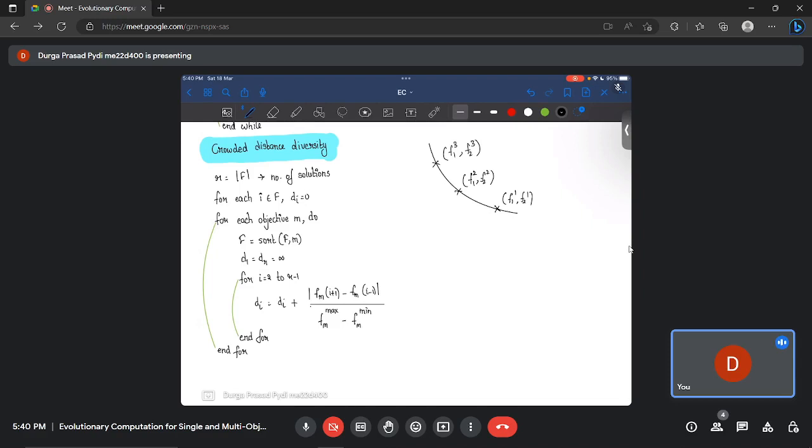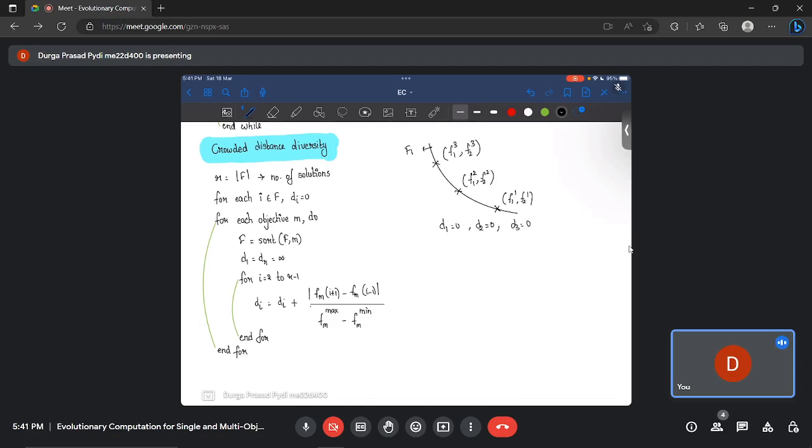If these are your solutions, the first step is that all of them should belong to the same front. You will be considering only the solutions belonging to the same front. Say all of them belong to front 1. Basically, all of them have rank 1. You define a matrix D with D1 equal to 0. Initially, you declare all of them to be 0. Next, you consider 2 different cases.